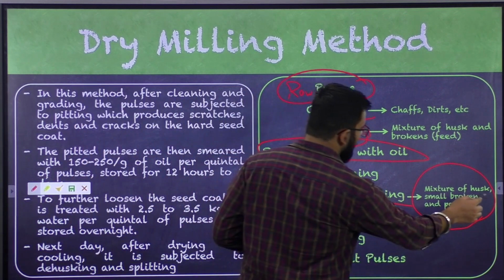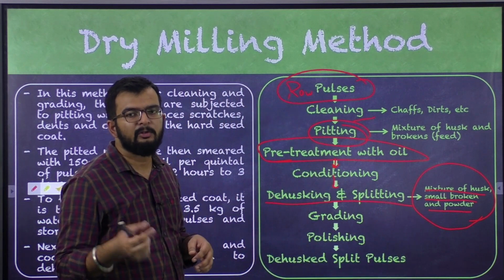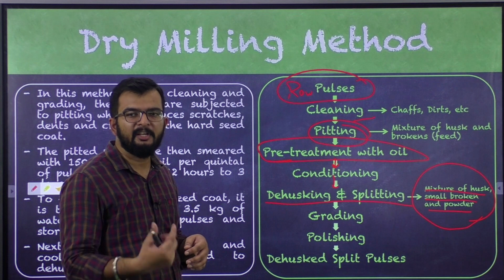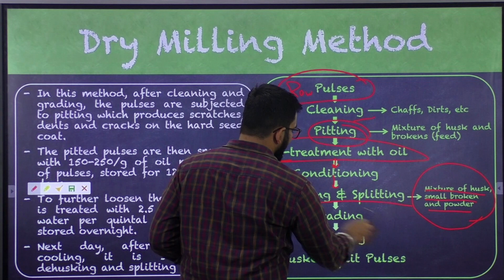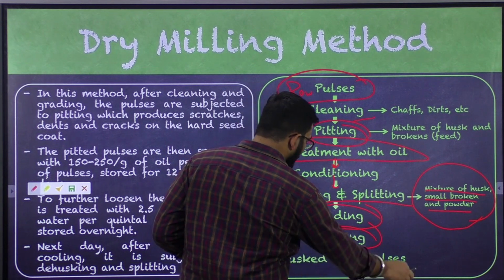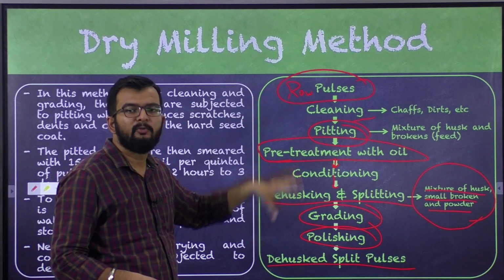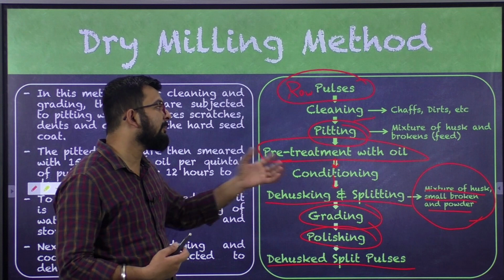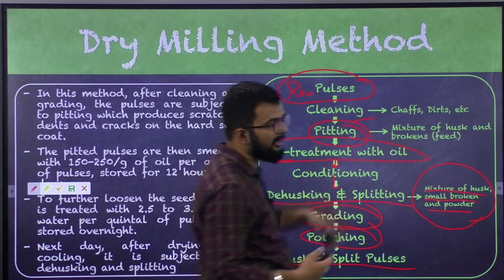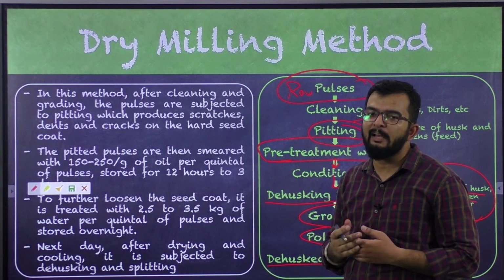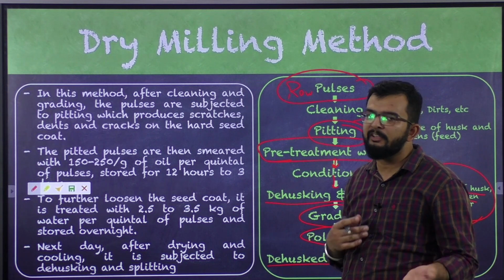Then you will get a mixture of husk with small broken and powder, and sometimes whole dehusked pulses, or whole pulses which have not been dehusked, which will be sent again after sieving. Okay, so after dehusking and splitting, grading is done, then polishing, followed by packaging. Okay, so this is the basic flow chart for your pulse milling, with a difference of one or two steps between wet milling and dry milling. That is, in dry milling, treating it with oil helps you loosen the husk, while in the wet milling method, you are treating it with water.